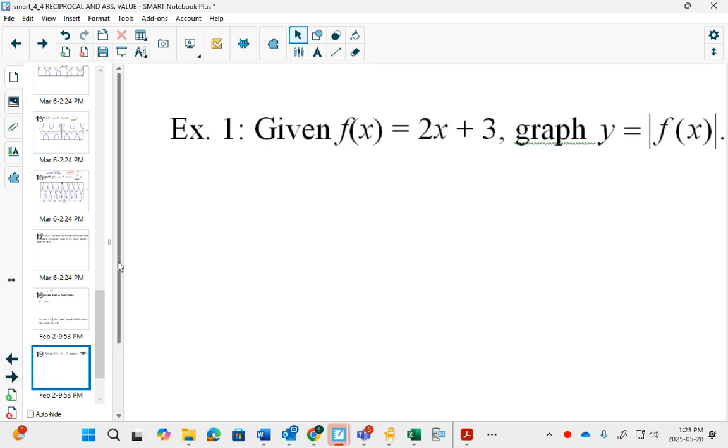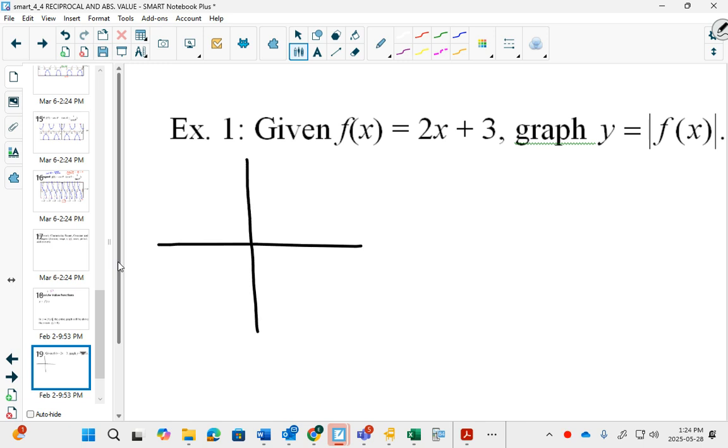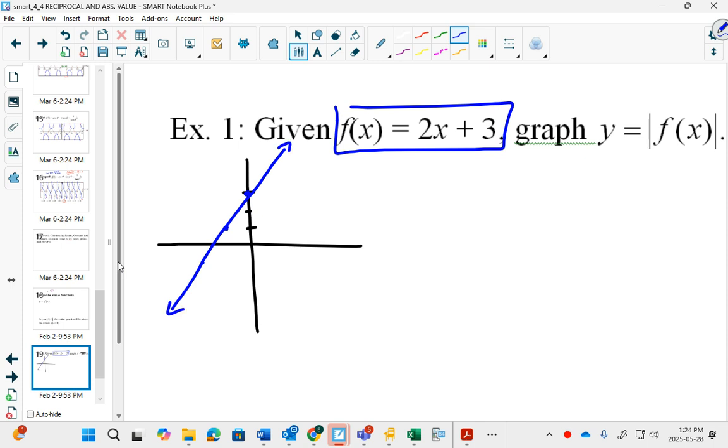Here's our first example. If you were given 2x plus 3 and you were asked to graph the absolute value of this, it could be done in two ways. But I'm going to show you our new technique first. Our new technique will say graph the original function inside, which I'm going to do in blue, which is 2x plus 3. 2x plus 3 is easy to graph. You'd have a y-intercept of 3 and a slope of 2 and it would look like this.